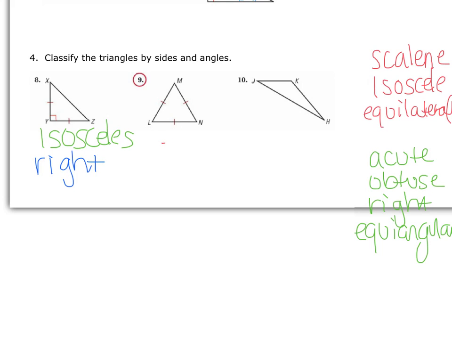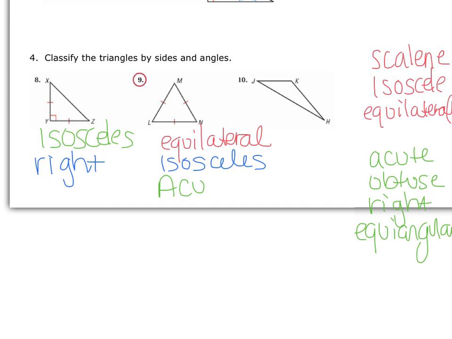Number 9, all 3 sides are the same. So if all 3 sides are the same, that's an equilateral triangle. But also, the definition of isosceles is 2 or more. So this is also called isosceles. And all of the angles in here, if I were to measure them, they're all going to be less than 90 degrees. So this would be an equilateral isosceles acute.